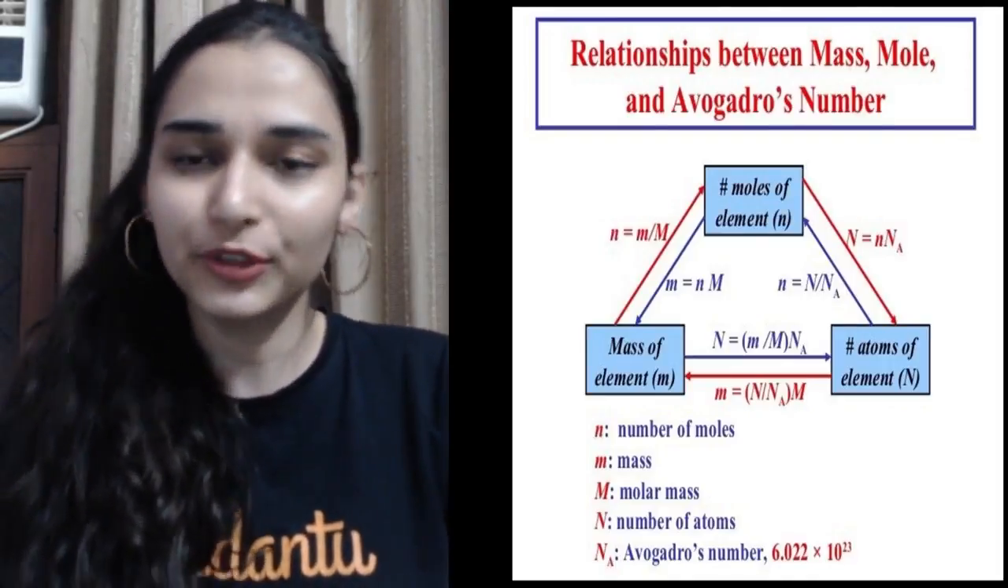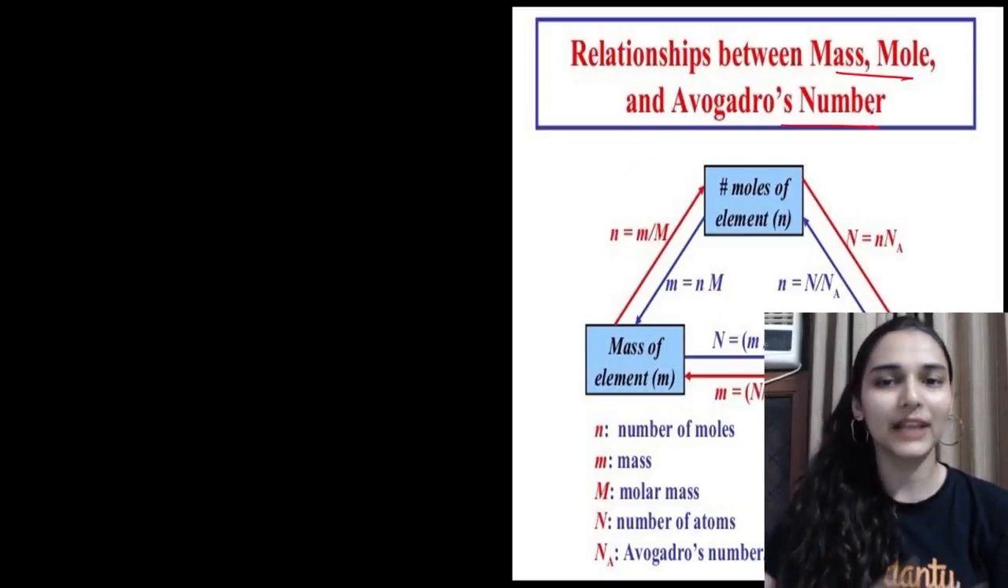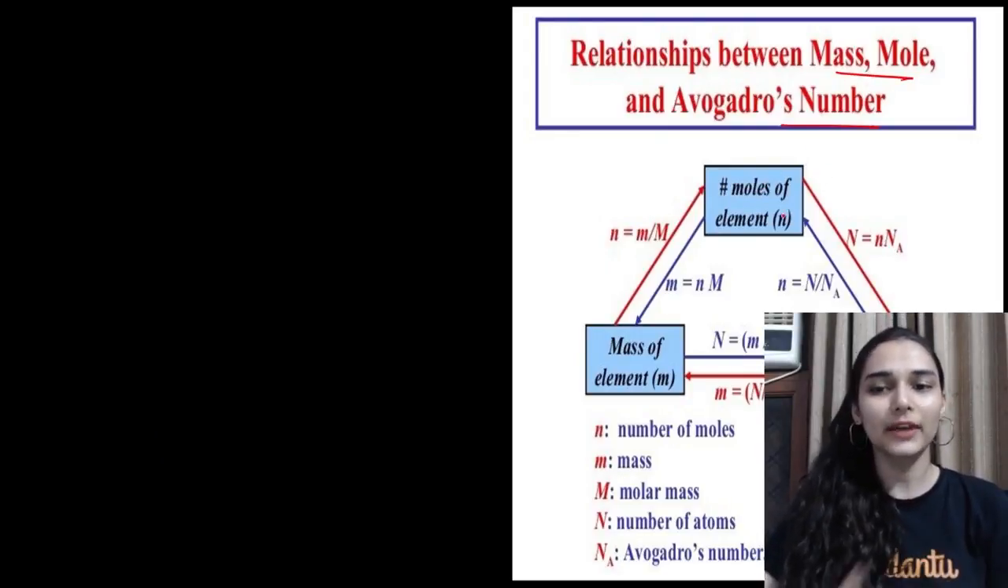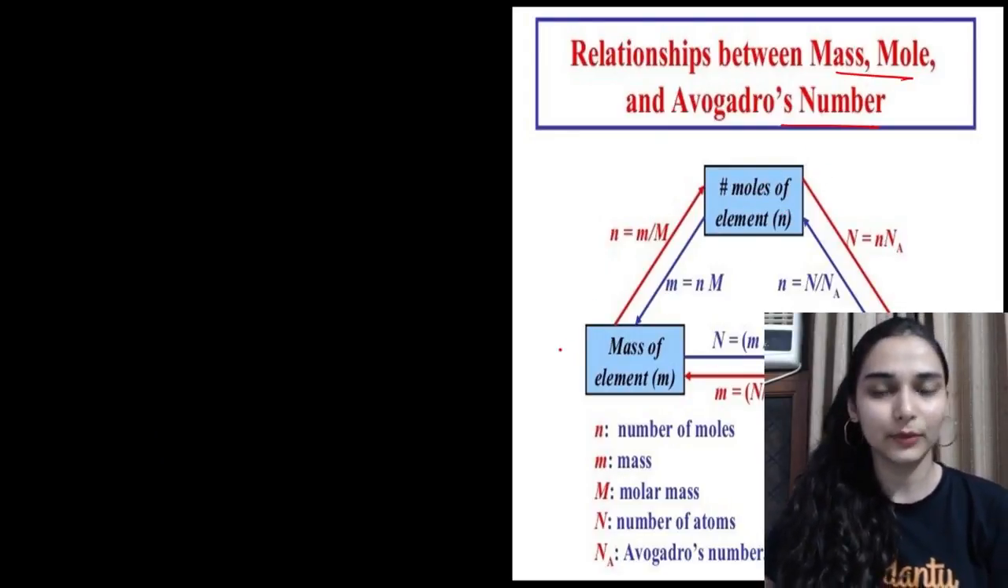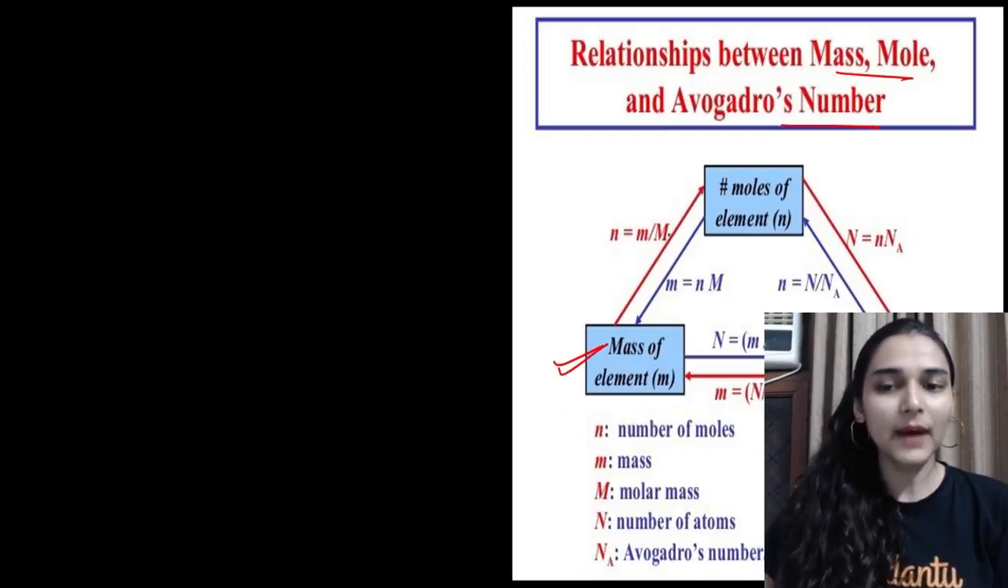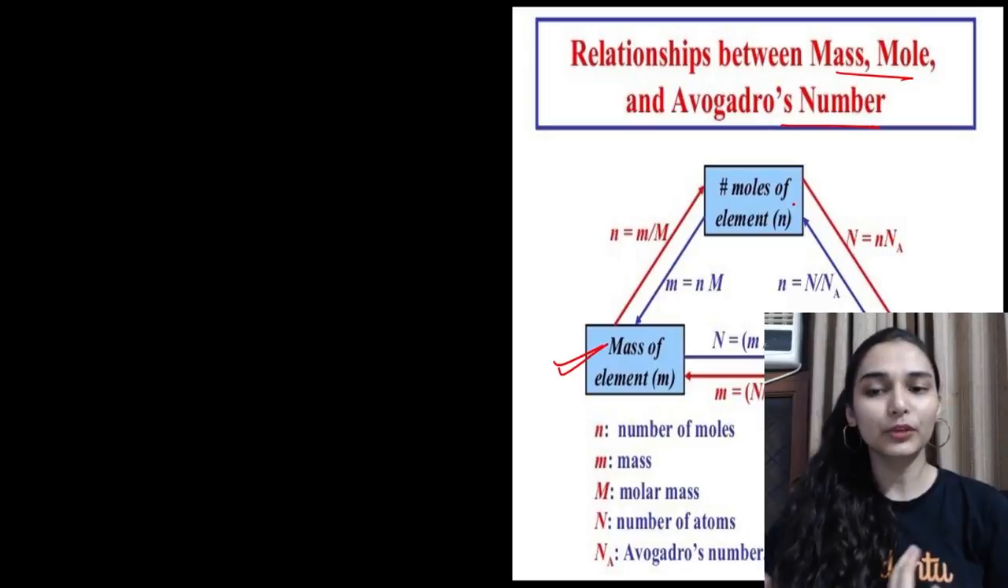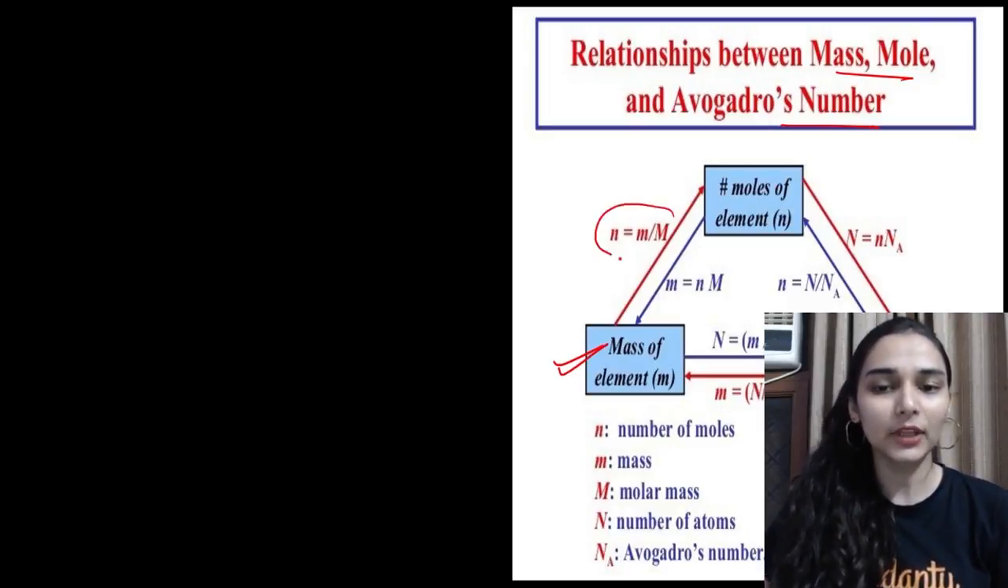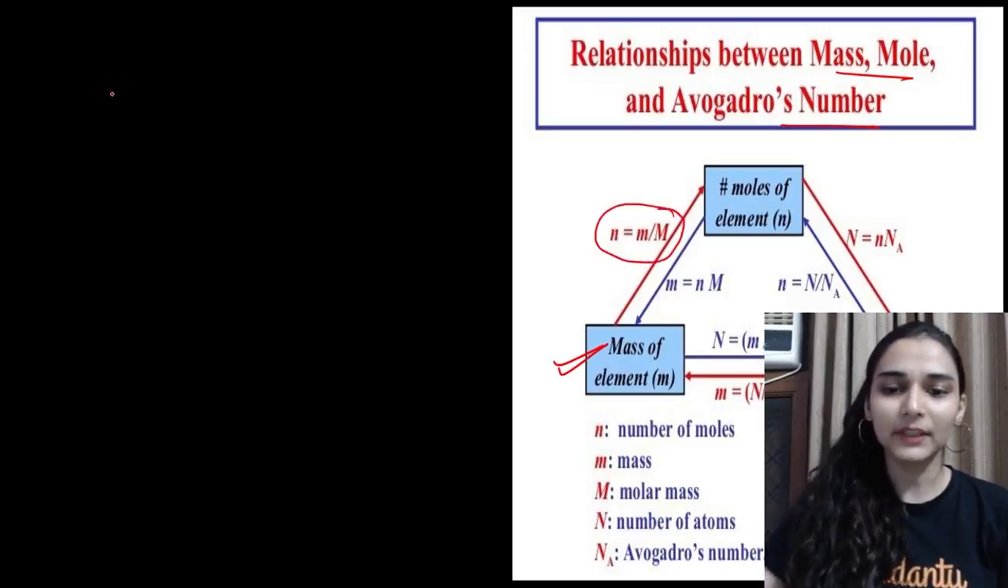So before proceeding directly with the numericals, ma'am will be telling you some concepts, the formulas which I told you in the last class. The relationship between mass, mole, and Avogadro's number is given in this table. You can see the mass of the element. From the mass, if you want to find the number of moles of that element, then you can use this simple formula.